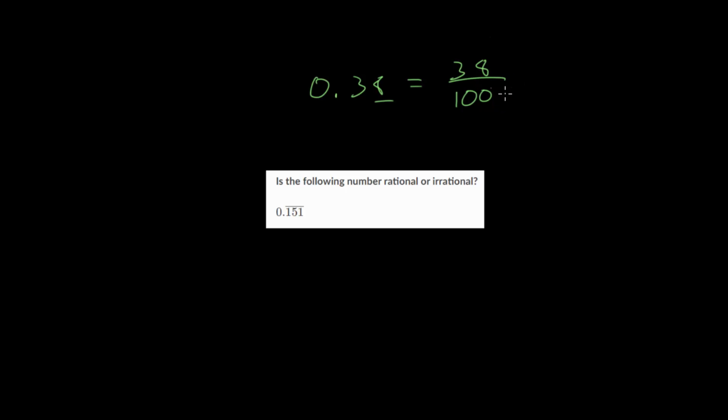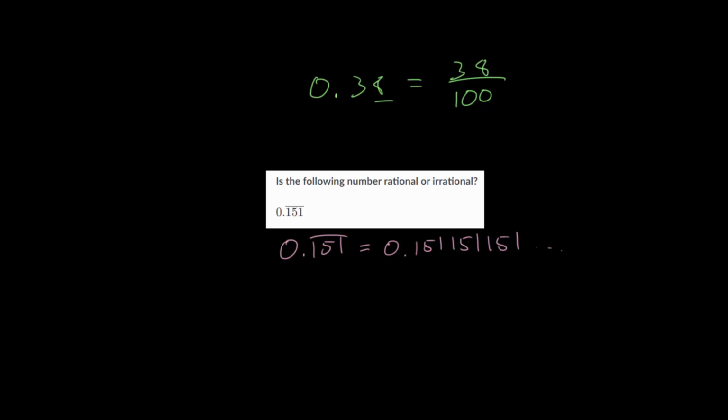So a terminating decimal is a fraction, is rational, but also a repeating decimal is rational as well, though we have to use a little bit of a trick to be able to figure that out. So let's use that trick again, and we'll have to modify it a little bit, but it will still work. So remember that this number, 0.151 repeating, is really just 0.151, 151, 151, on and on forever. That block of digits, 151, will just keep repeating.